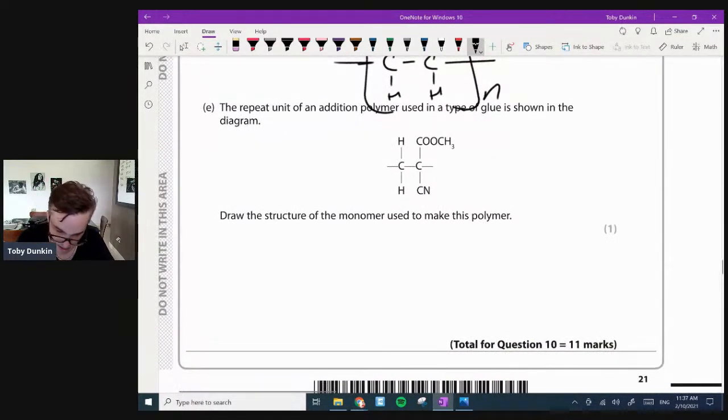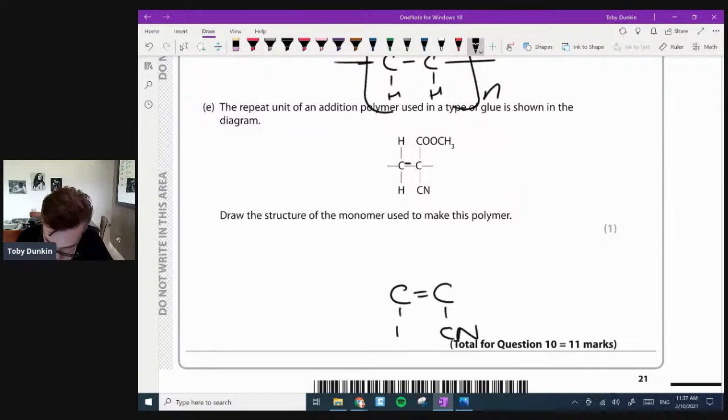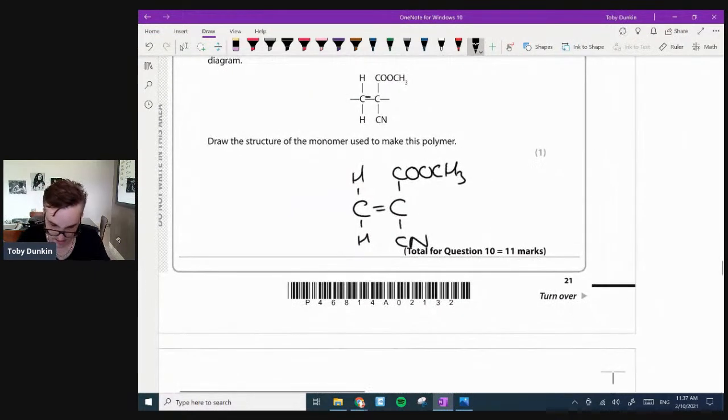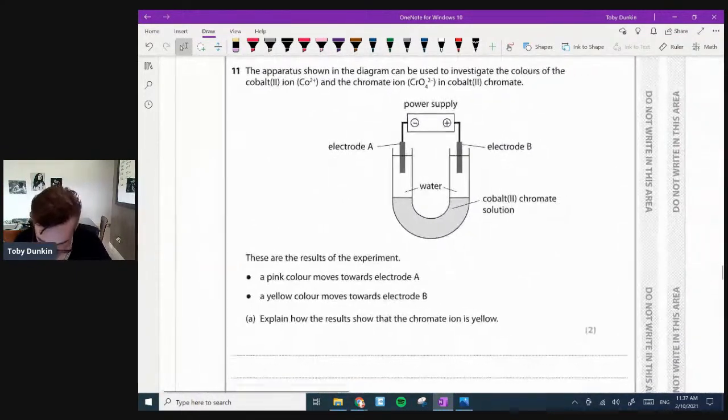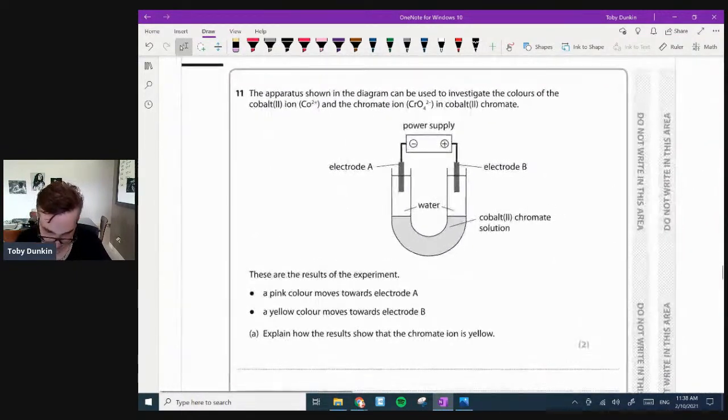The repeating unit of the addition polymer for this glue is this. Draw the structure of the monomer. Just put the double bond back. C double bond C, and then just put everyone else back on. That is it. How easy is that? COOCH3. Don't even bother to change anything. You're done. I love those questions. Next. Oh, cobalt chromate.